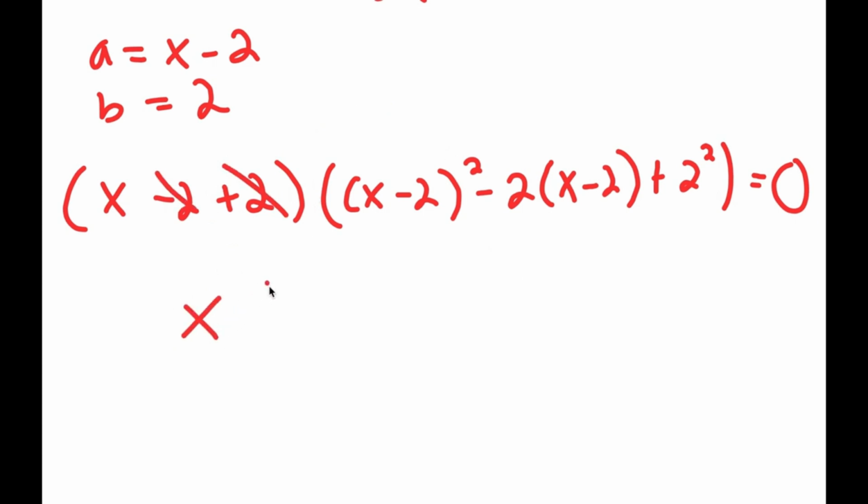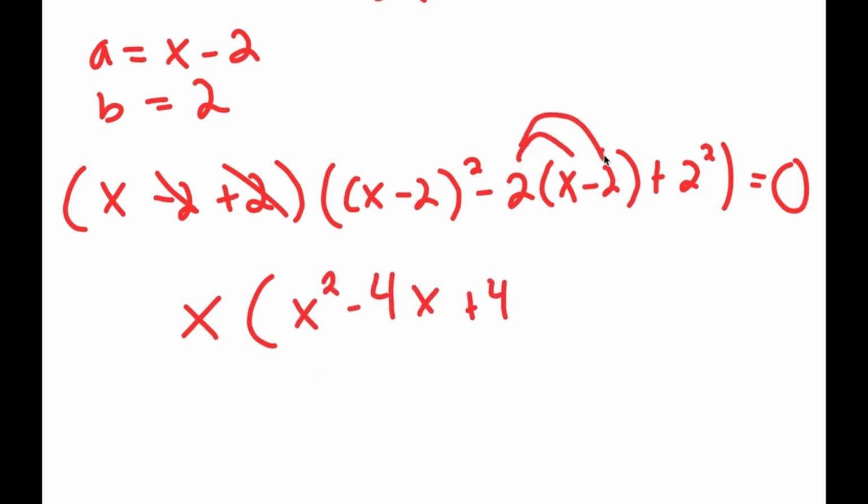So I get x times (x - 2)^2, which is the same thing as x^2 - 4x + 4. And then negative 2 times (x - 2), I can distribute the negative 2. Negative 2 times x is negative 2x, and negative 2 times negative 2 is positive 4. And finally I have this plus 2^2, which is equal to 4.